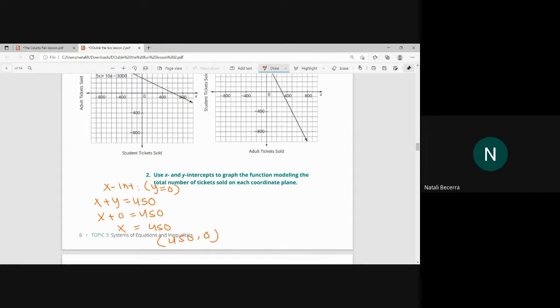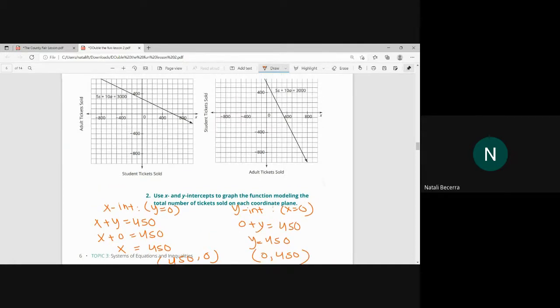All right, and then now for the y-intercept, we have x equals 0. So we have 0 plus y equal 450. 0 plus y is just y equal 450, and then it's going to be 0 comma 450. So now let's go ahead and graph that.